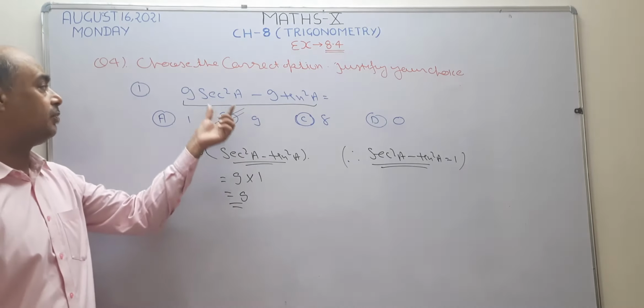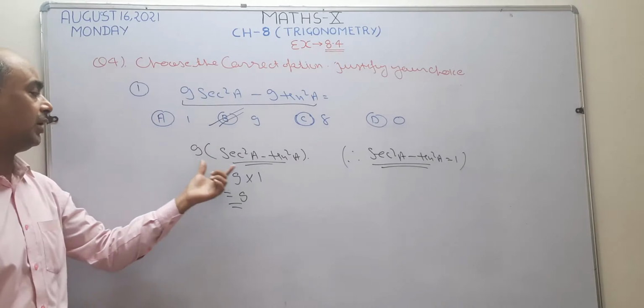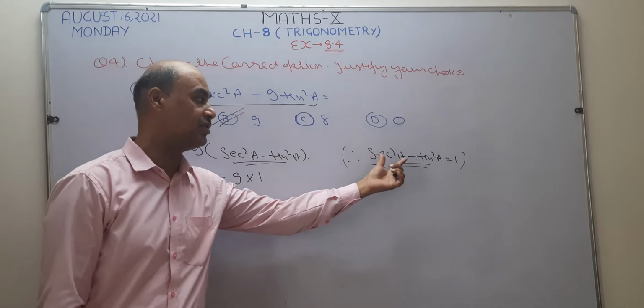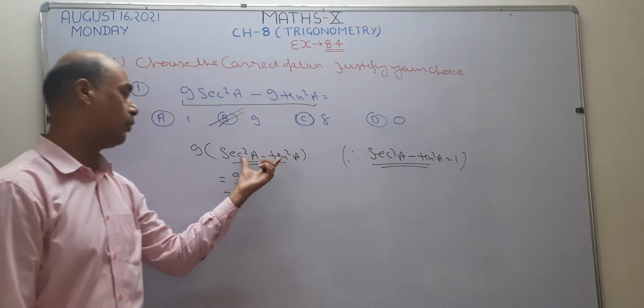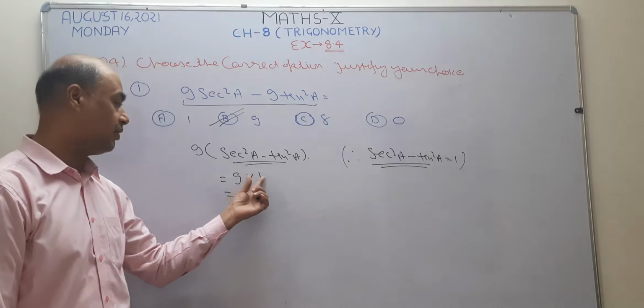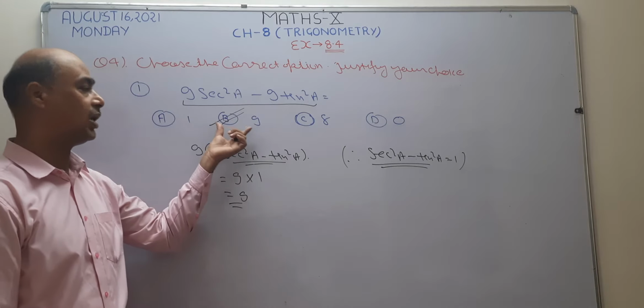Okay, it's very simple. Take 9 common. After taking 9 common, what is left? Secant square A minus tan square A. This is the identity: secant square minus tan square is equal to 1. So instead of secant square A minus tan square A, I want to write 1. And 9 ones are 9. So 9 is your answer. So B is the right answer.